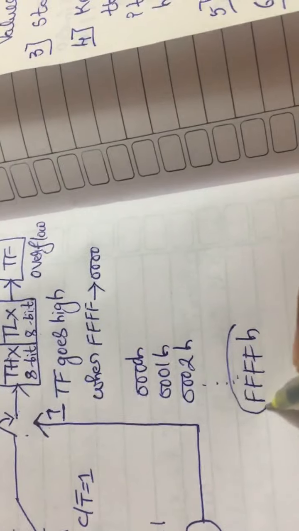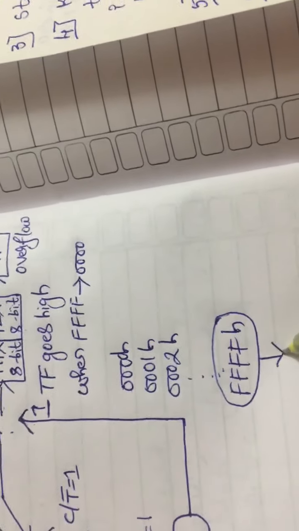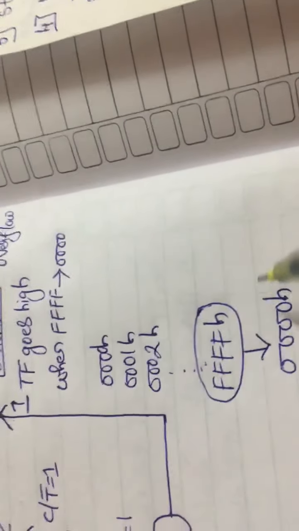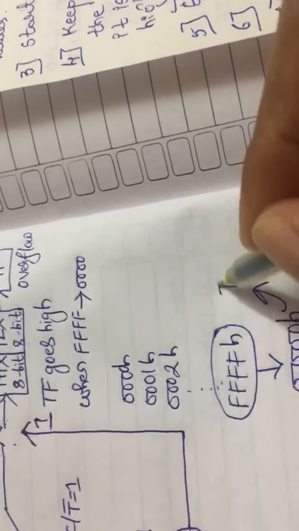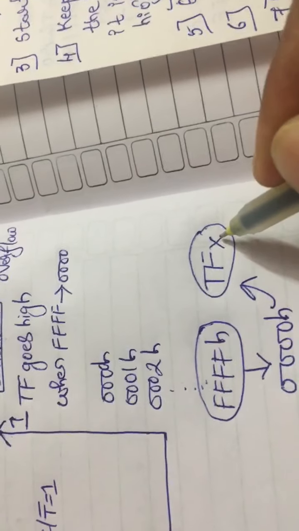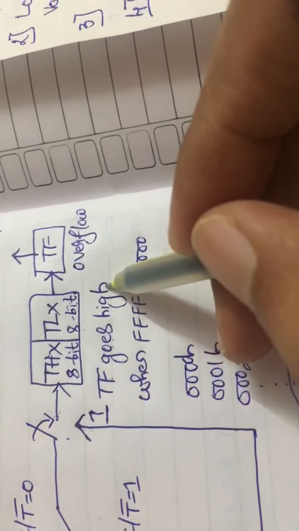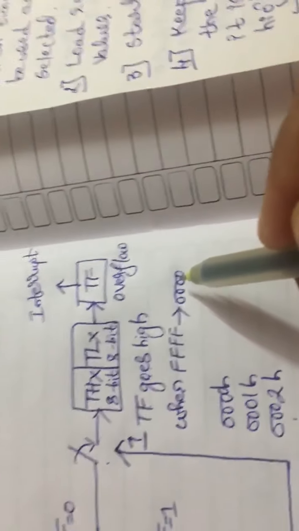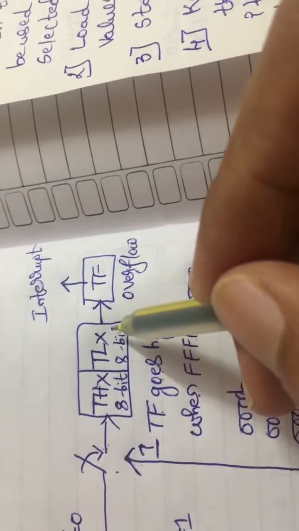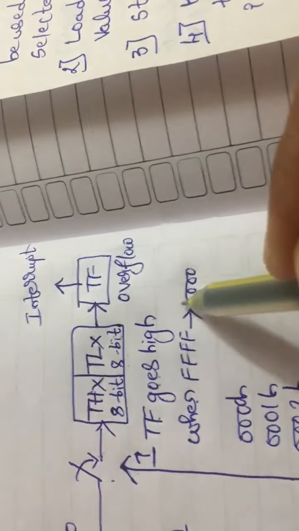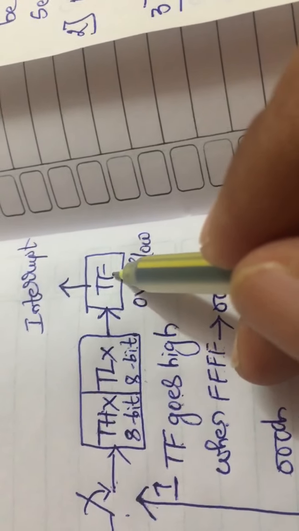When this FFFFH resets back to 0000H, at that instant automatically the TF flag, TFX I will call it, where X stands for 0 or 1, will be set equal to 1. So here I have written one statement: TF goes high whenever FFFFH rolls over to 0000H. When the counter or timer reaches the maximum value and resets back to 0000H, automatically the value of TF will be equal to 1.